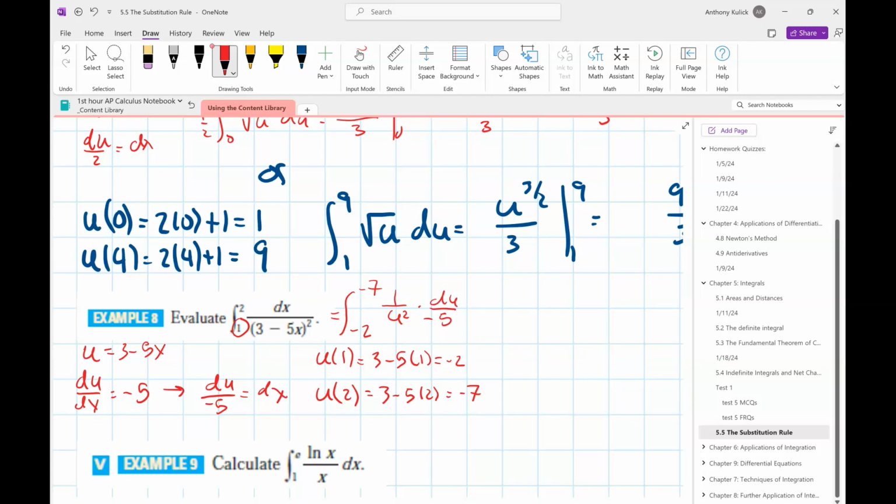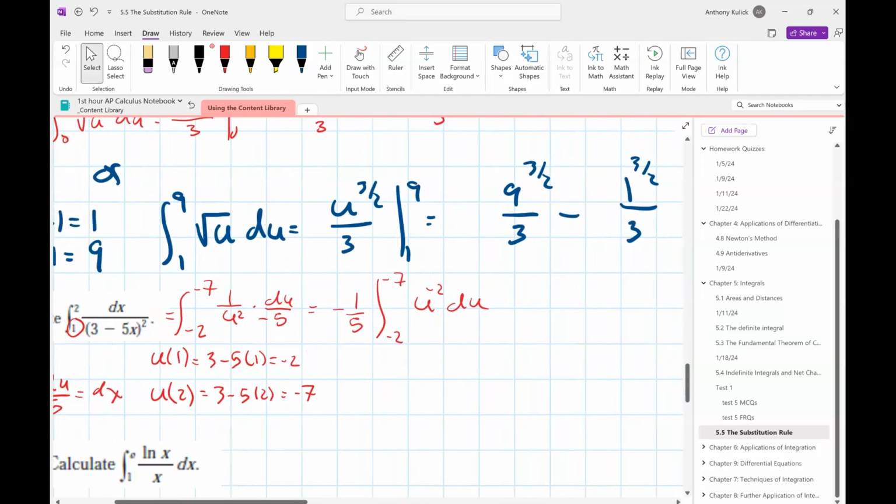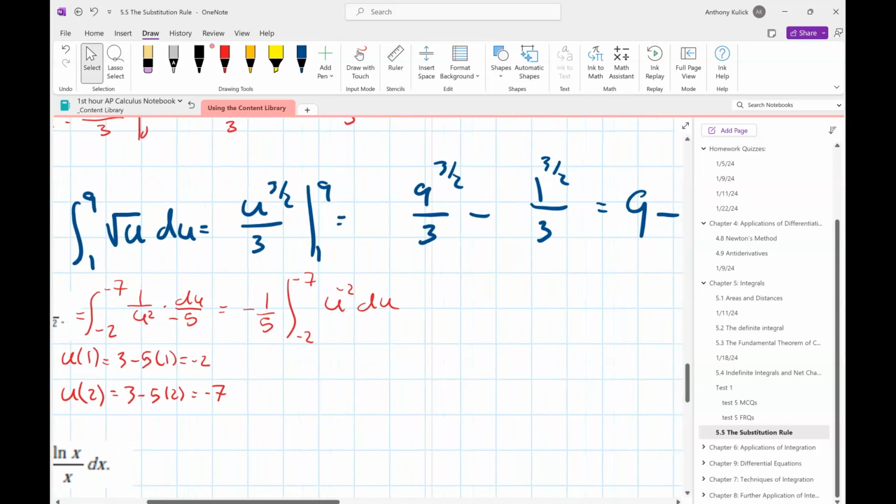Does everybody feel okay with what I've done so far? Okay. Let's pull the constant out front. I'm going to rewrite 1 over u squared as u to the negative 2. And then I would probably do one other thing here.